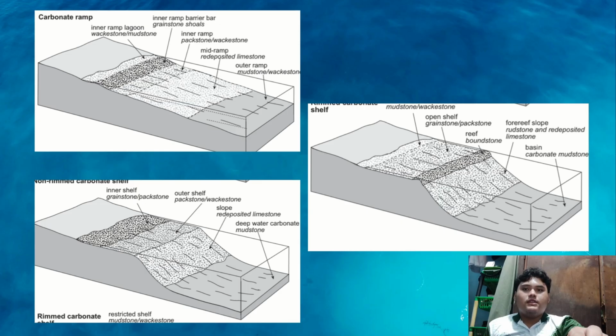And the last one is the rimmed shelf. The rimmed shelf has a clear reef barrier. Behind it, a quiet lagoon collects mud, while the reef margin builds up solid limestones. Broken reef debris falls down the slope into the basin, where fine carbonate mud settles. These three types of carbonate shelves reflect different energy and deposition settings.